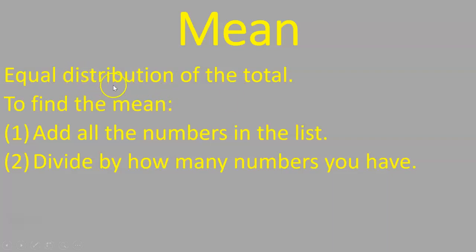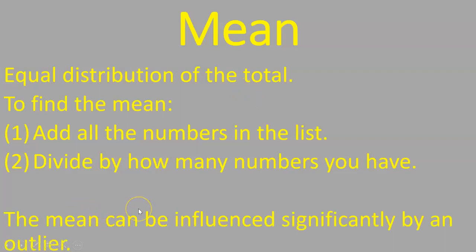And we've pretty well said already what it is. It's an equal distribution of the total. It makes everything the same amount. Whatever you're measuring, if it's money, if it's height, if it's scores on a test, it makes everything the same. It's an equal distribution of the total that you have. Another fact about the mean is that it can be influenced significantly by an outlier. An outlier is a number which is significantly larger or smaller than the rest of the numbers in the list.